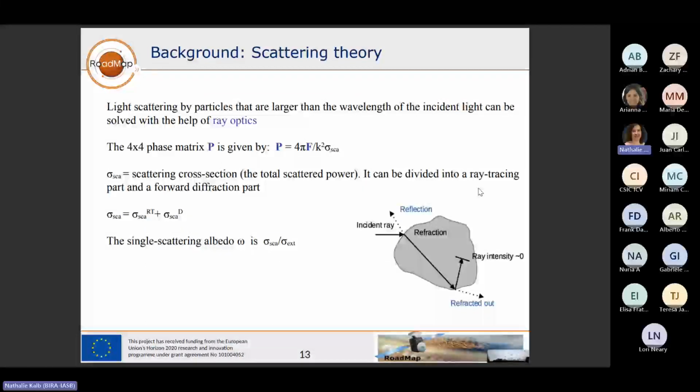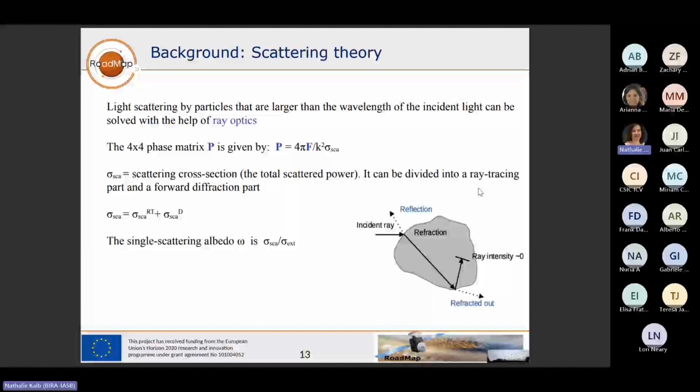I'm going to talk a little bit more about geometric optics. When you have particles that are much larger than the wavelength, you can solve the scattering problem with the help of ray optics. So basically, we are using this phase matrix. It's just another way to describe the scattering matrix. But we are using the scattering cross section. So it's the scattering matrix divided by the scattering cross section, and then these are constants. And the scattering cross section can be divided into a ray tracing part and a diffraction part.